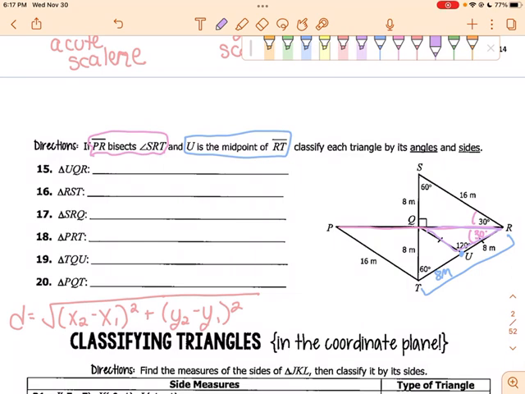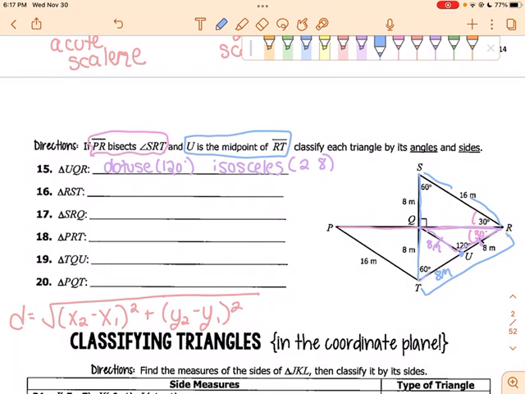So we want triangle UQR, which is this one here. So that has an obtuse angle, the 120. And the sides, two of them have the same markings. And oh, we should also mark that, right? So if that one's 8, this one also has to be 8 meters. So that would be isosceles because we have two 8s.